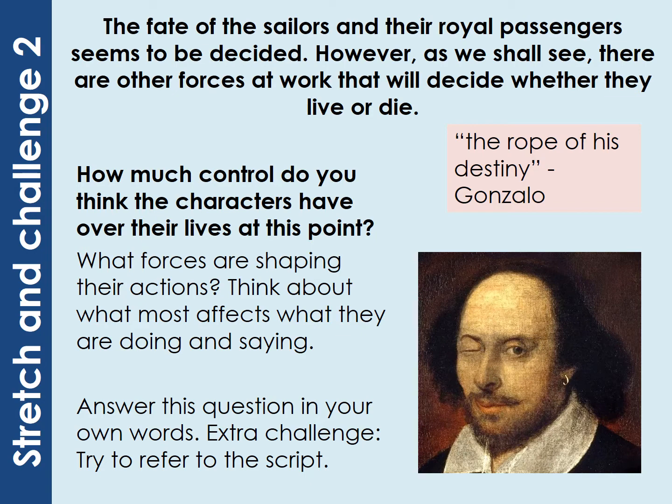So, my second stretch and challenge question is this. How much control do you think the characters have over their lives at this point in the play? To help you with this, you might want to think about what forces are shaping their actions, and think about what most affects what they are doing and saying. So you might here want to think about the storm. So who has conjured the storm?